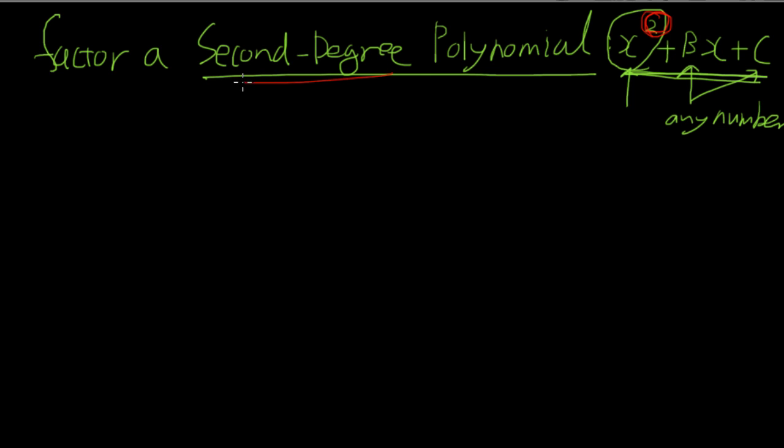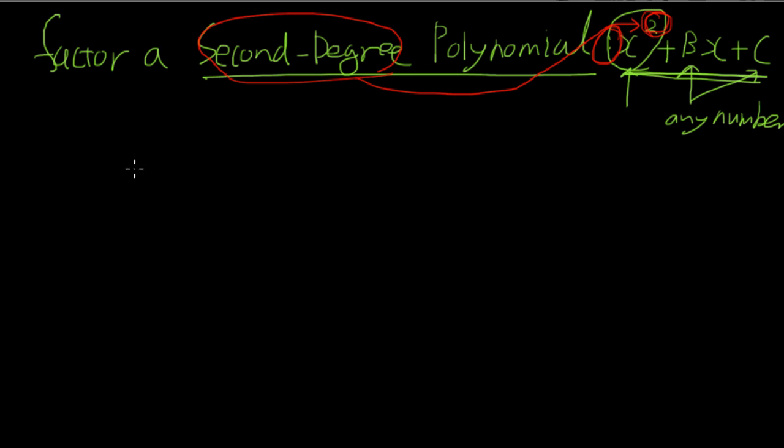So why is this second degree? Because this is 2. If this was 3, then we would have said third degree. If this was 4, we would have said fourth degree polynomial. But in this lecture, we're going to deal with second degree polynomials, especially where the first term looks like x squared. Notice that we don't have a number there, right? We're going to deal with the case that we do have a number there later on.